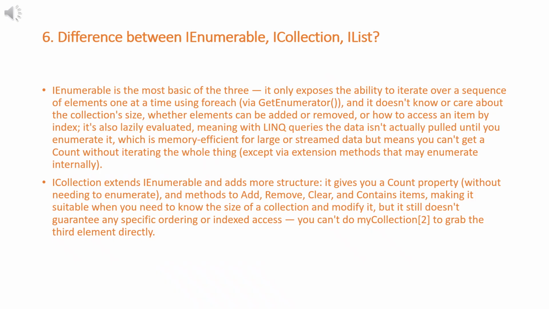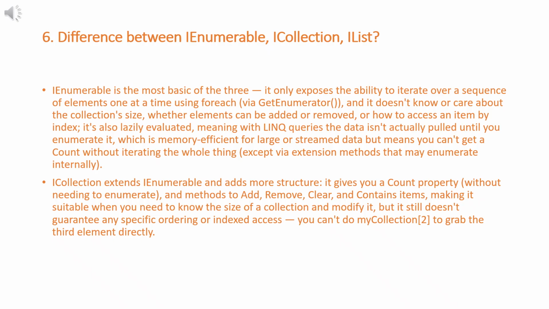6. Difference between IEnumerable, ICollection, IList. IEnumerable is the most basic of the three. It only exposes the ability to iterate over a sequence of elements one at a time using foreach via GetEnumerator, and it doesn't know or care about the collection size, whether elements can be added or removed, or how to access an item by index.